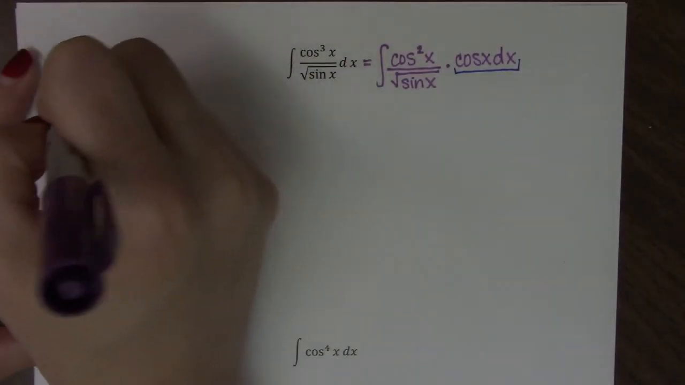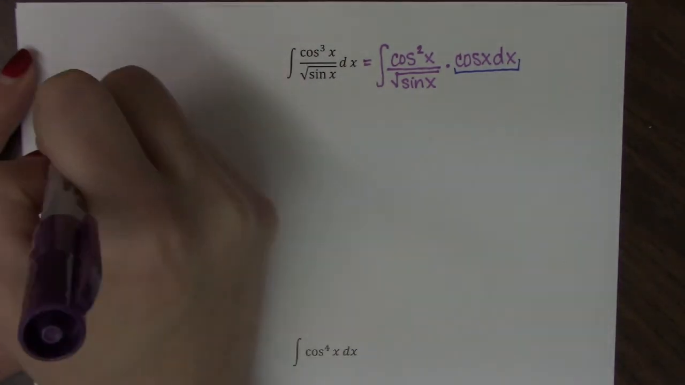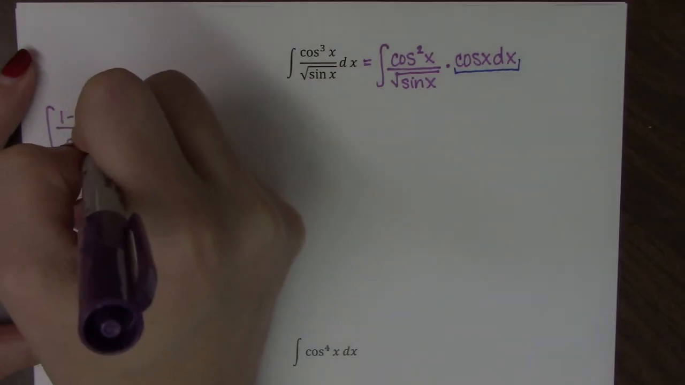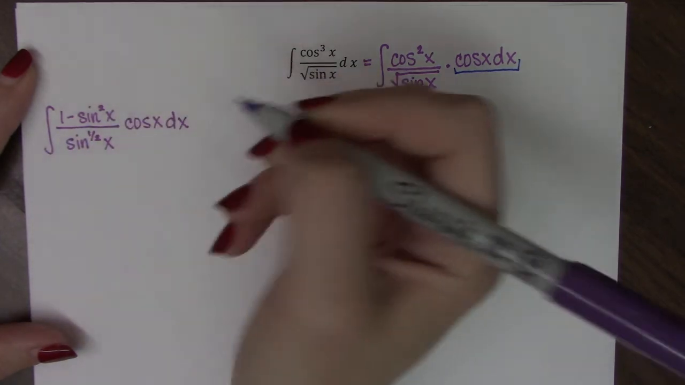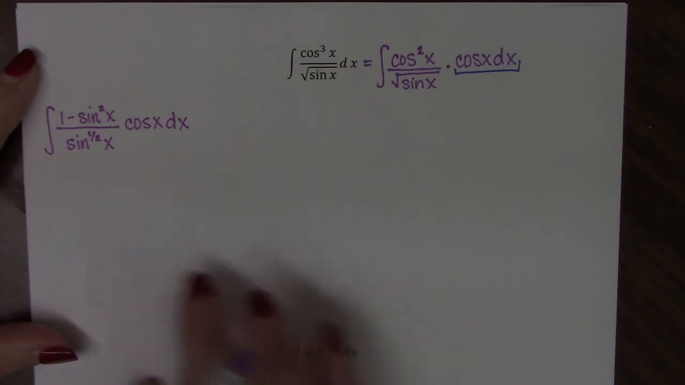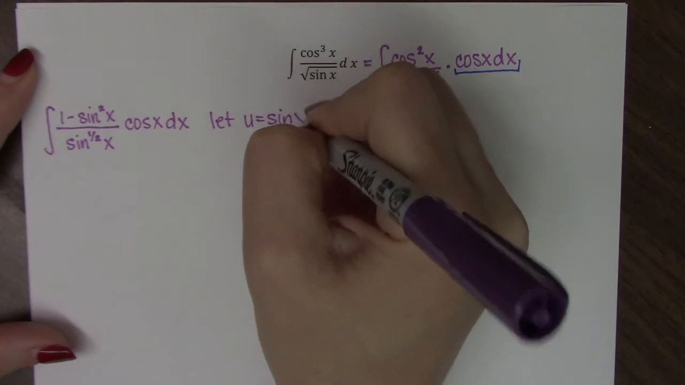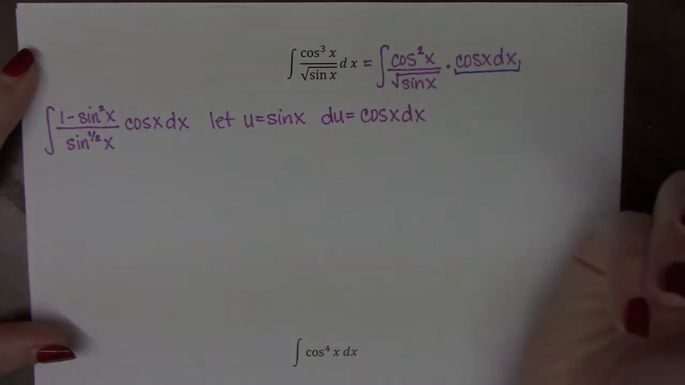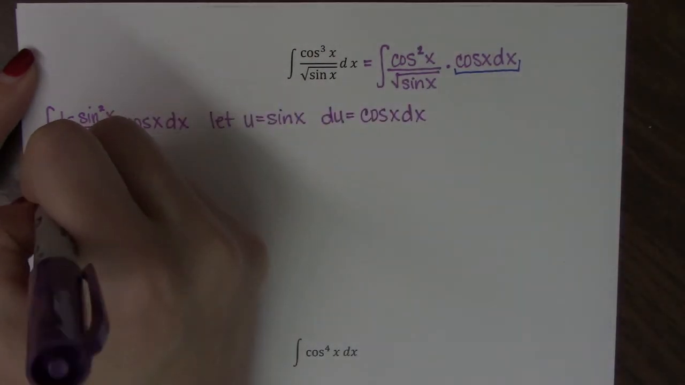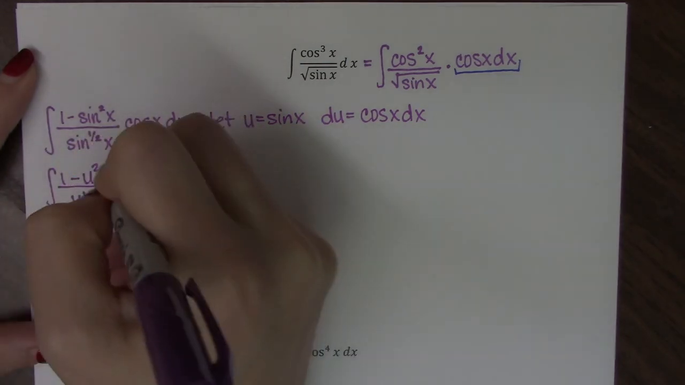And once again, I do that using the Pythagorean identity. So that means cosine squared x, right, is 1 minus sine squared x. And I'm going to rewrite this denominator as sine to the 1/2 x. And we still have our cosine x dx right here. So now I can say, well, let's let u be the sine of x. And that means du is cosine x dx. And so our integral is now 1 minus u squared over u to the 1/2 du.